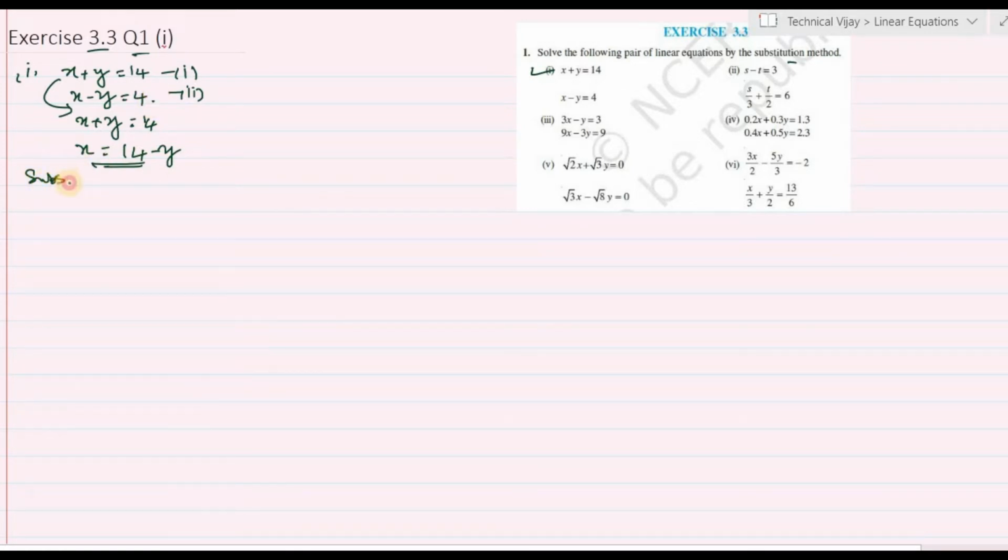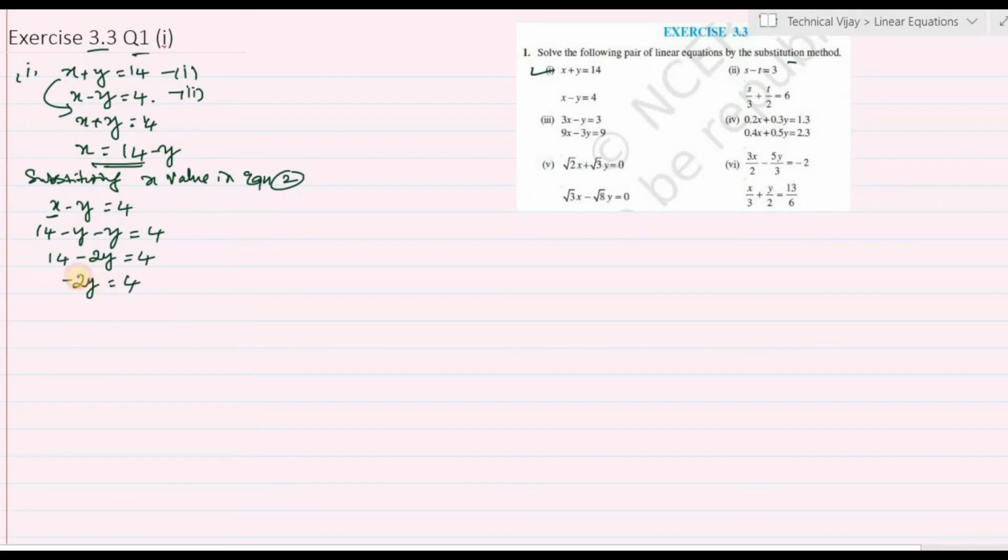So substituting x value in equation 2. Here x means 14 minus y. Here I will write the second equation, x minus y equal to 4. In place of x we will substitute 14 minus y, that is 14 minus y equal to 4. So 14 minus 2y is equal to 4. This 14 will go to the RHS, minus 14. So minus 2y is equal to minus 10.